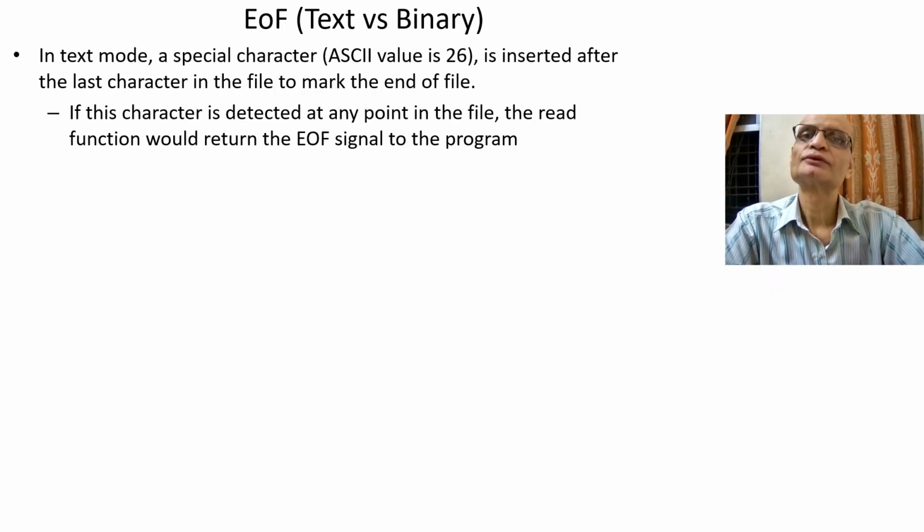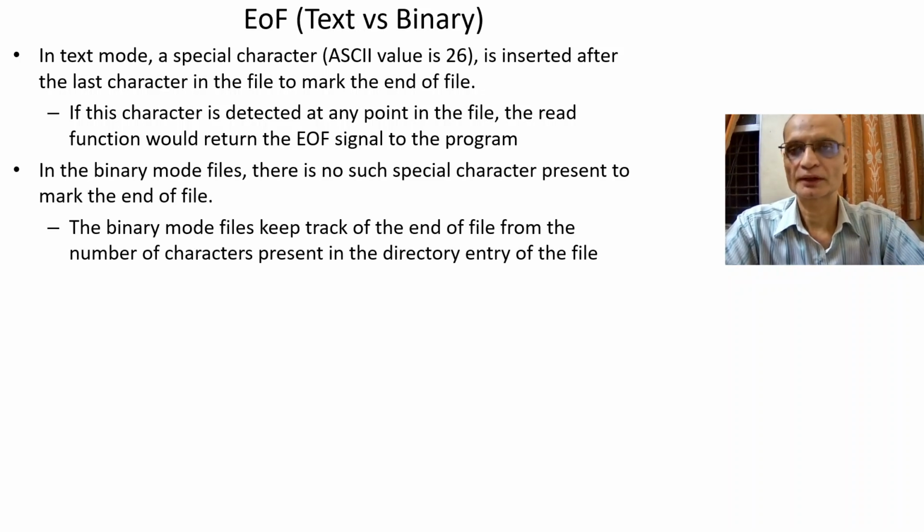Apart from that, when it comes to the end of file, that's again one thing that one needs to be aware of. When we talk about text mode, and we have seen that in our previous videos, we have used end of file, and there a special character, whose ASCII value is 26, is inserted after the last character in the file to mark the end of the file, and we have actually used it as part of our file operation. If this character gets detected at any point in the file, the function would return the end of file signal to the program. Now when it comes to binary mode files, there is no such special character present to mark the end of the file.